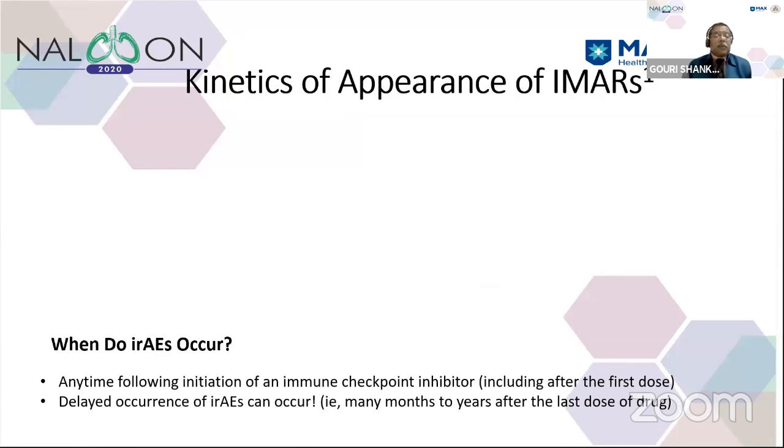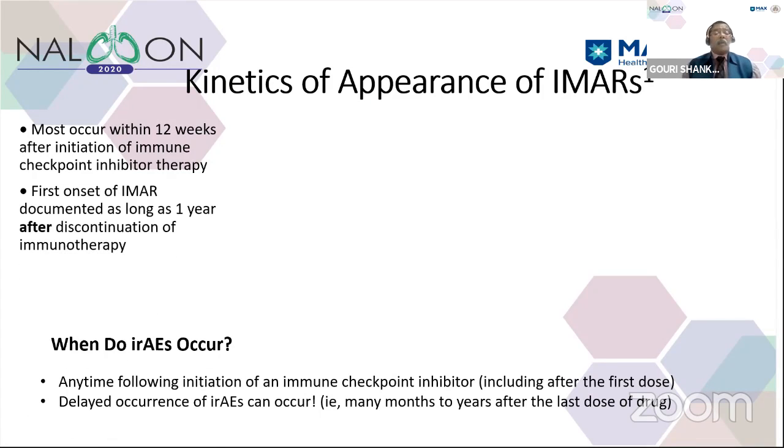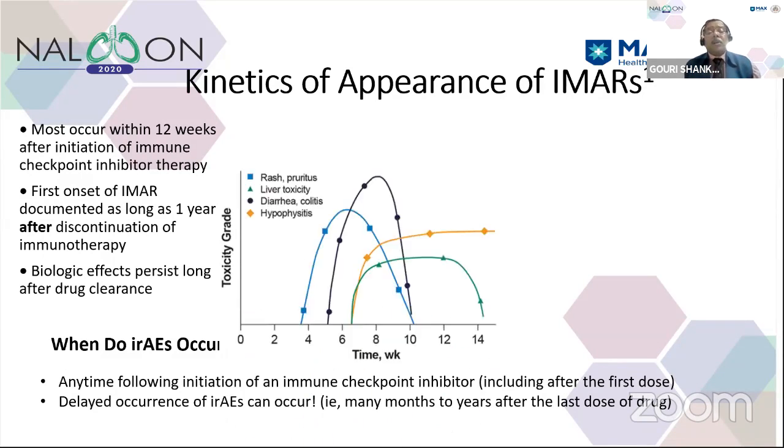So let me tell you something. When does this occur? It can occur anytime, even after the first dose, and it can occur many years after that. Please keep that in mind. It occurs most often within the first 12 weeks after initiation of treatment. It is also seen that it can occur even 1 year after discontinuation. So be vigilant whenever you have a patient who is taking immunotherapeutic drugs, more so in lung cancer, and keep a close watch on patients. The biological effects of the drug persist much longer than the clearance of the drug.